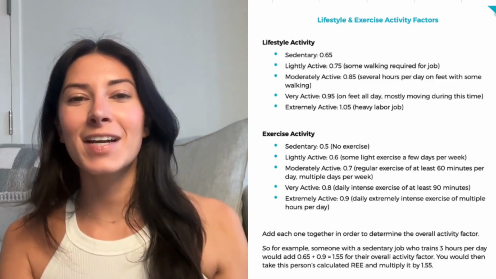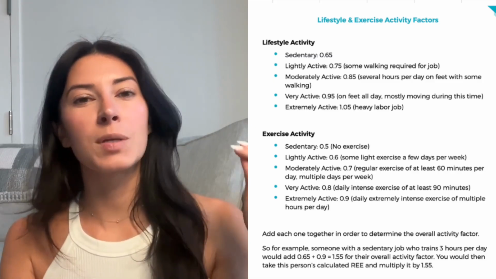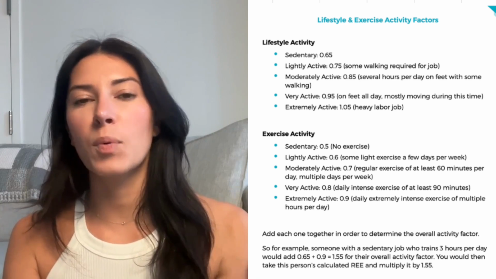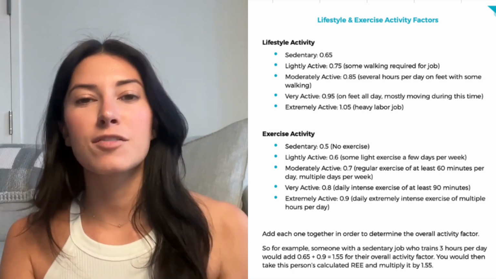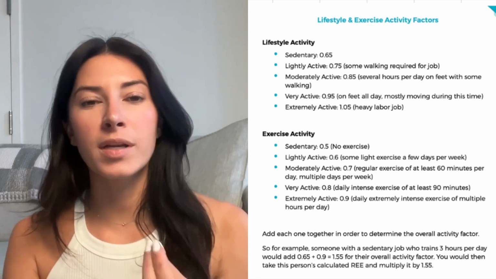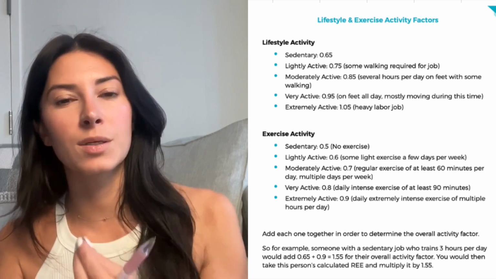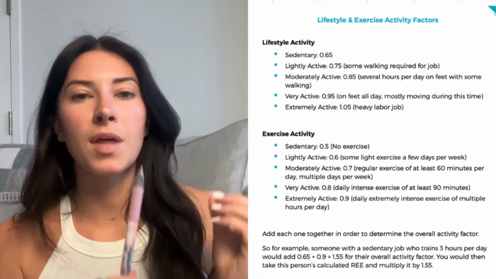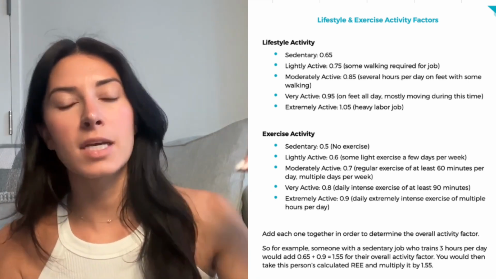So if you are sedentary, I'm going to post a screenshot right here. If you're sedentary, your lifestyle activity is going to be 0.65, lightly active 0.75, moderately active 0.85, very active 0.95, extremely active 1.05. So just to go through them, sedentary would mean you're at a desk job all day, every day. Lightly active is some walking required for your job.